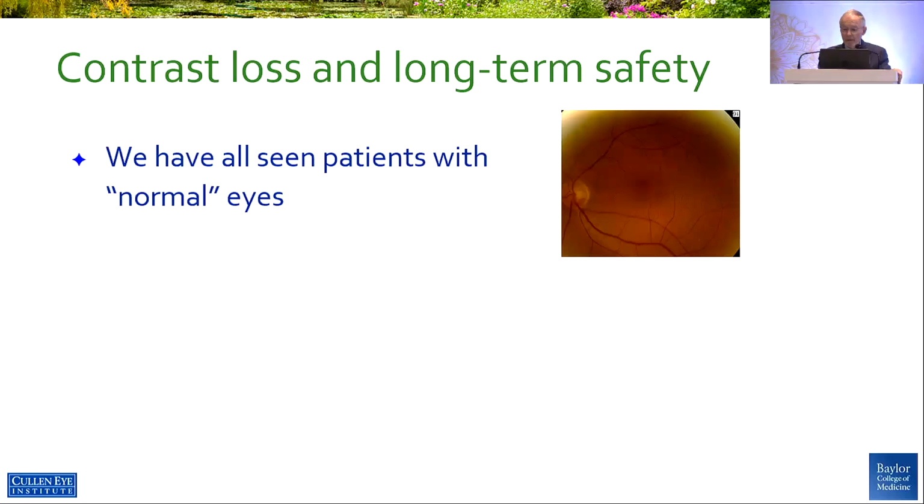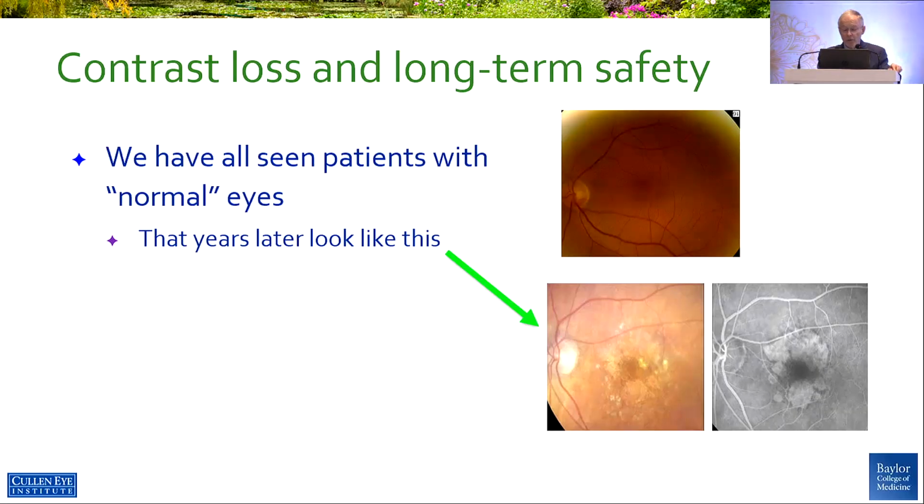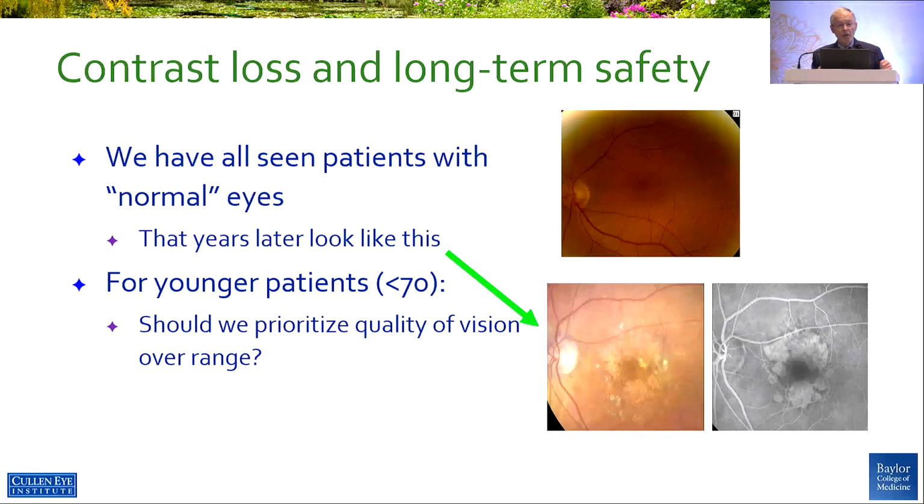We've all seen our patients who have come in and they have normal looking retinas that 3 years or many years later look like this. They develop macular degeneration, and I think it calls into question whether we should be doing these lenses in younger patients under age 70. Should we prioritize quality of vision over range of vision?